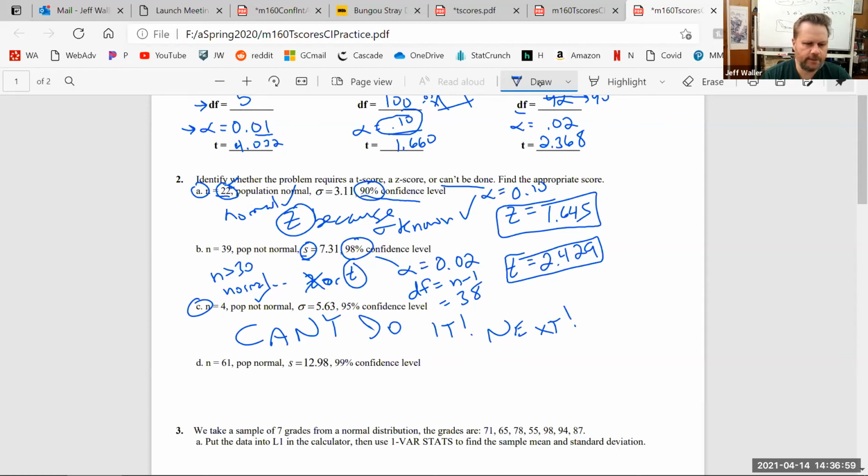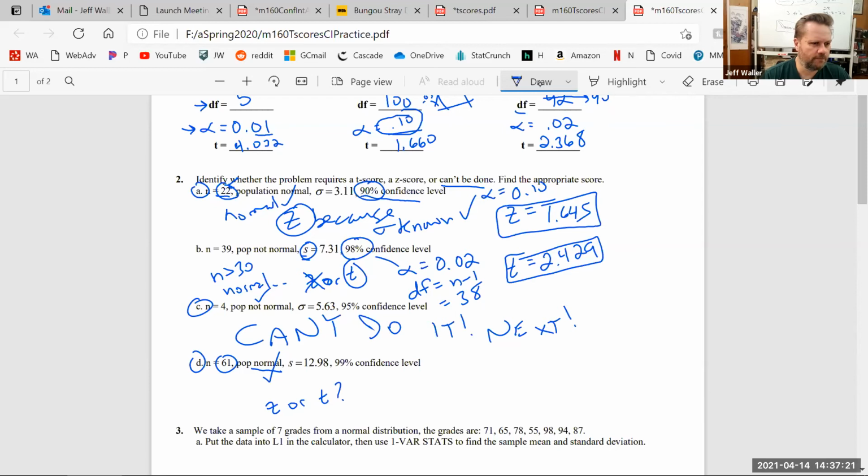All right, let's take a look. Is part D normally distributed? Yes, doubly so. It started off normal, and the sample size was big enough just in case. We're like, we don't need you, buddy. Normal check. Z or T then?